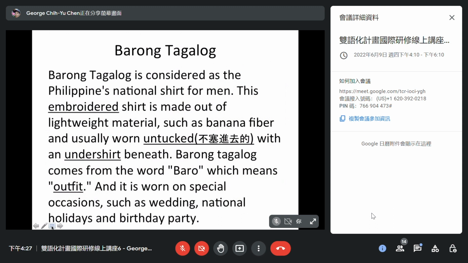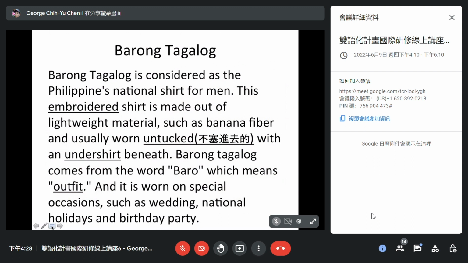Usually when we wear a shirt, we tuck it in, meaning tuck it under your pants, so you look more professional. But for this Barong Tagalog, you don't tuck it in, and you wear an undershirt beneath, because this shirt is quite translucent. Translucent means 半透明, so you have to wear 一个内衣 underneath. And Barong Tagalog comes from the word barrel, which means outfit. Outfit means 套装.